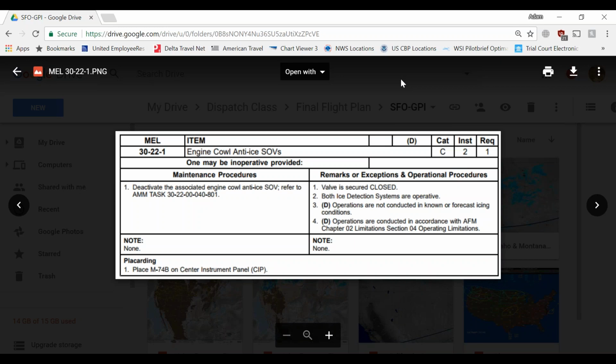Okay, so is that it? Just no operations in known or forecasted icing conditions? That's all I can see. Consensus? Good? That's it? Okay, so what does that mean to us then?